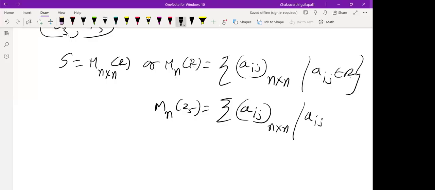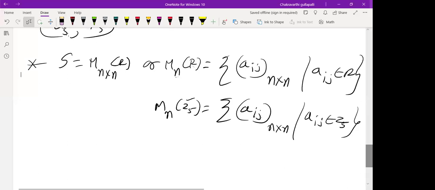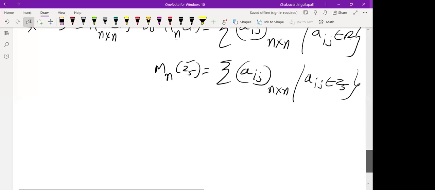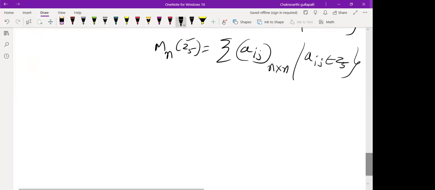Aij belongs to Z5. So the nature of the elements Aij is decided by this set. This is the general notation that we are going to follow. Now come back to our present topic, that is binary operation. Which of the following are binary?